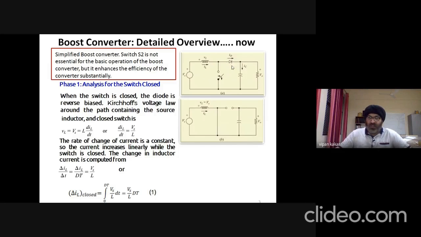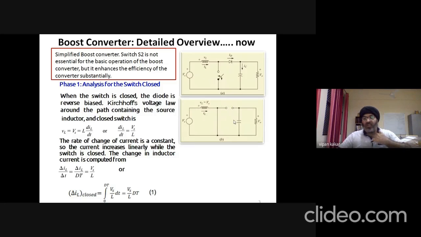But in this case, we will be just using a diode again. But now for the detailed analysis. So now phase 1 again, when the switch S1 is closed. So this figure B shows when switch S1 is closed or switched on. The diode gets reverse biased, as we already saw in the previous slides.